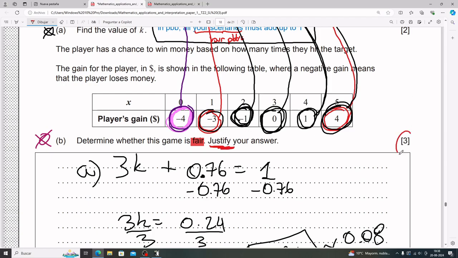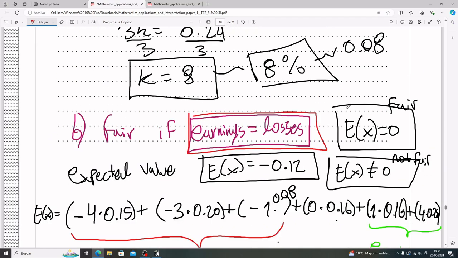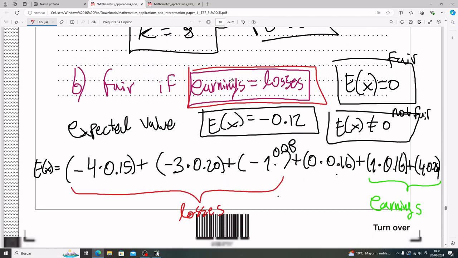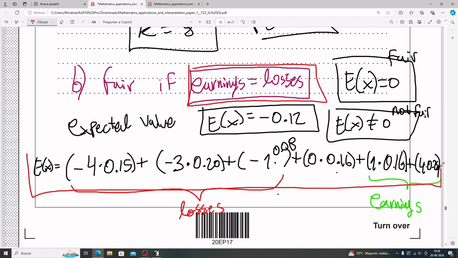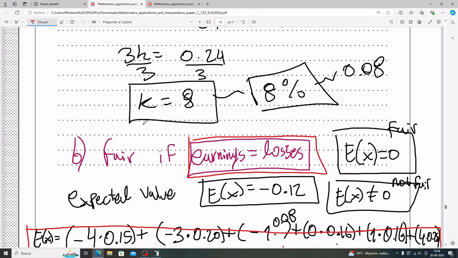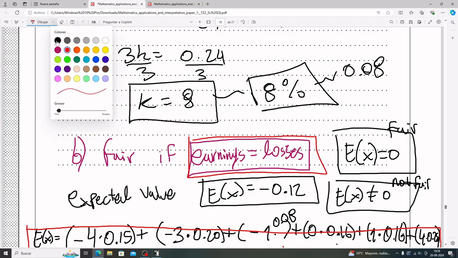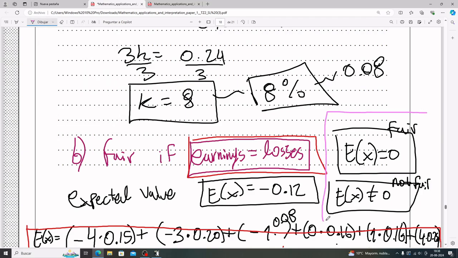It's very important. This is worth 3 points. So on the one hand, we probably had some sort of procedure method by plugging this in. And on the other hand, you have your justification or your argument, which is what I'm putting right there. If it equals 0, it's fair. If it doesn't equal 0, it's not fair.